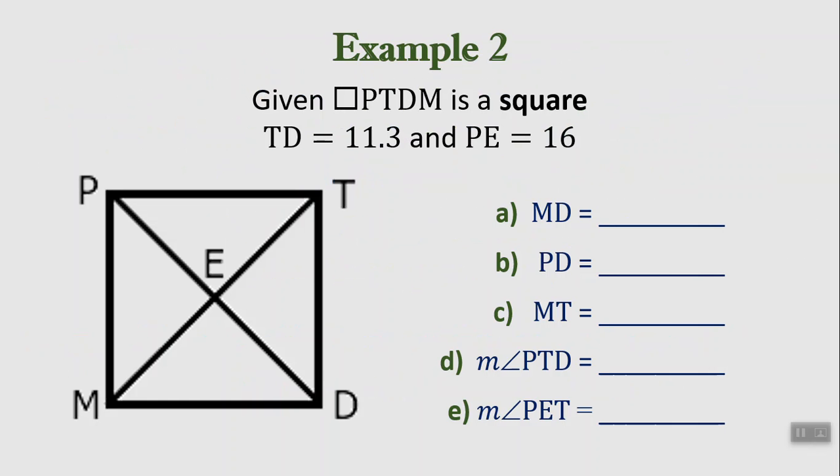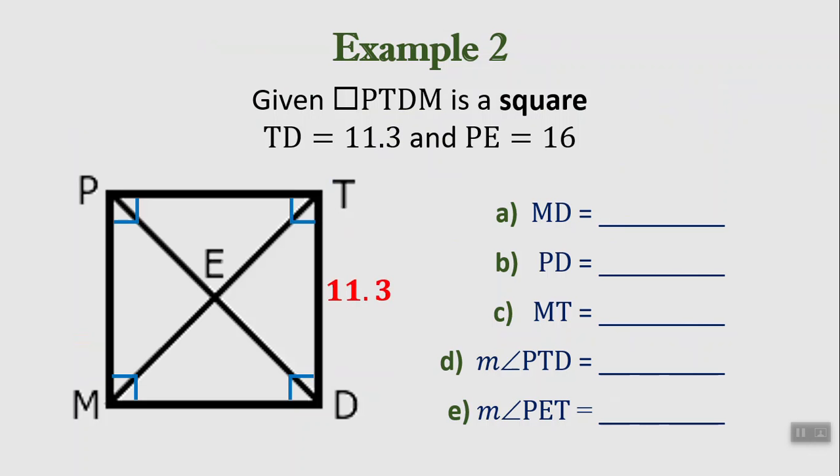All right, example 2, we're given that PTDM is a square. So what I often do, and what you're going to do along with me on your note sheet, is mark the figure with the information we know. If we're told this is a square, right off the bat, we know that it has four right angles. So I'm going to show those markings. Then it tells us that the length of TD is 11.3. So I'm going to write that in on my figure as well.